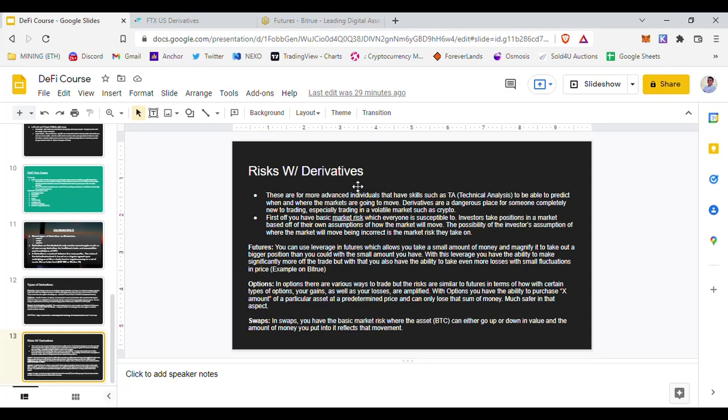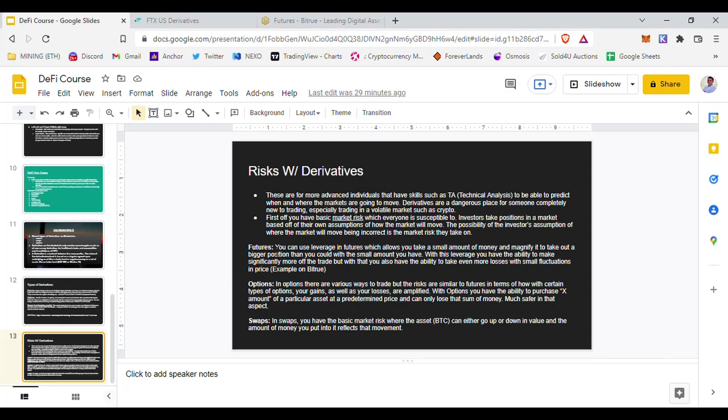First off, you have basic market risk, which everyone is susceptible to. Investors take positions in a market based off of their own assumptions of how the market will move. The possibility of that assumption being incorrect is the market risk they take on. So basically, an asset going up or down is an implied risk with anything.